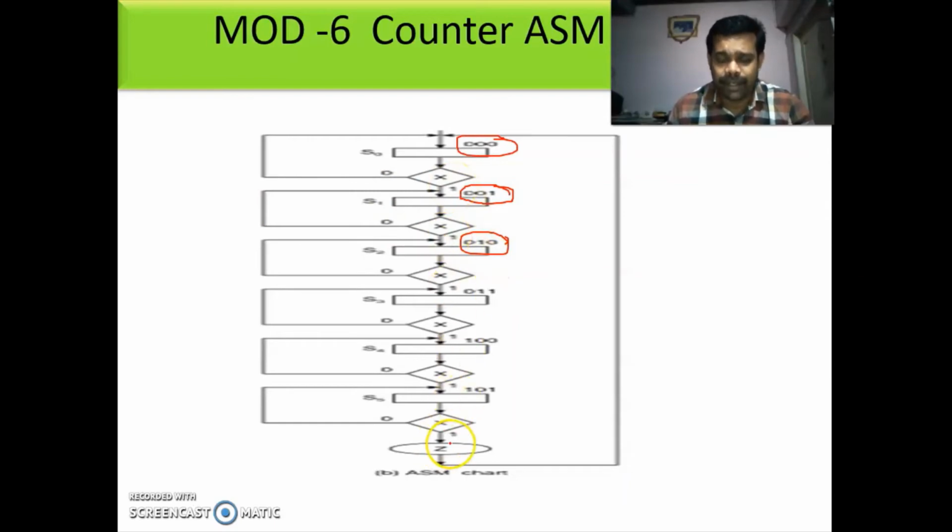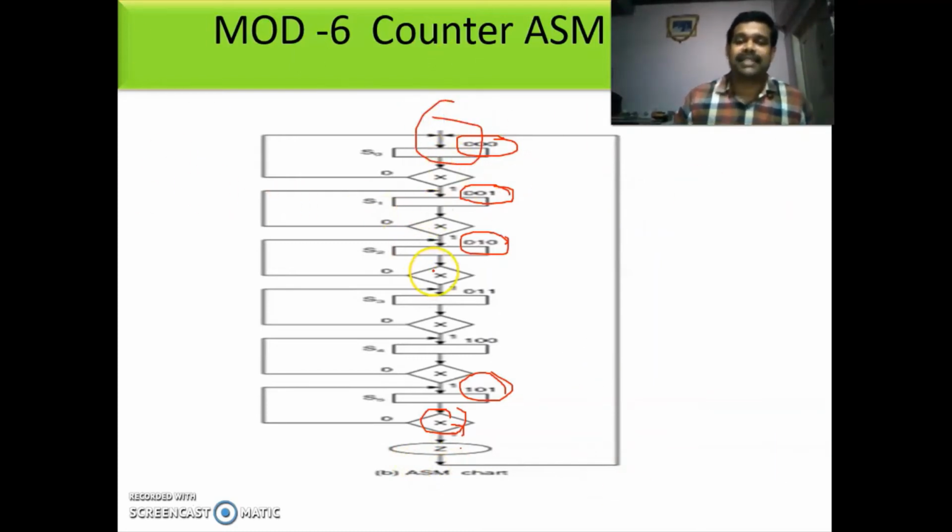Similarly, after completing the full state up to 0 to 5, you are then checking x. If x is equal to 0, then you are coming to the same state. If x is equal to 1, you are making the output as 1 and you are returning to the initial state. So this is nothing but the ASM chart for the mod 6 counter.